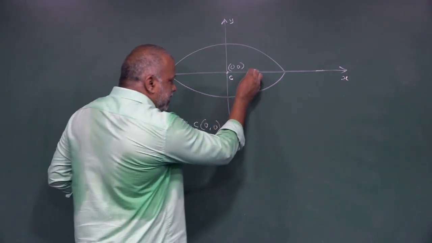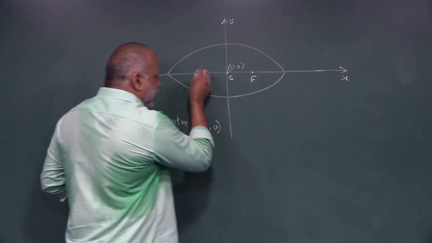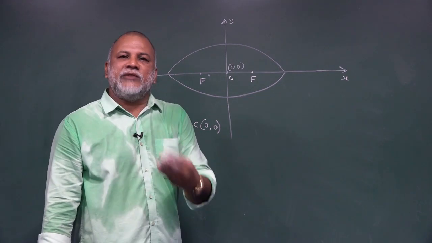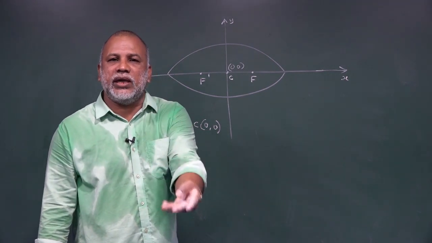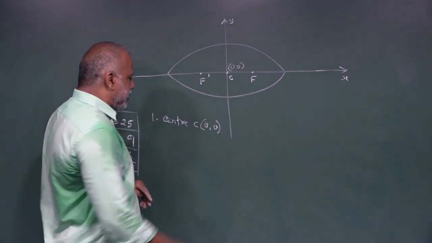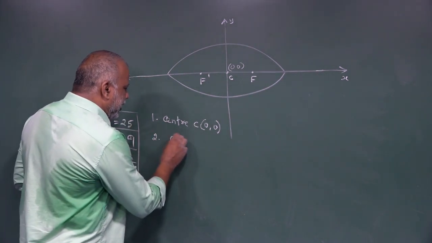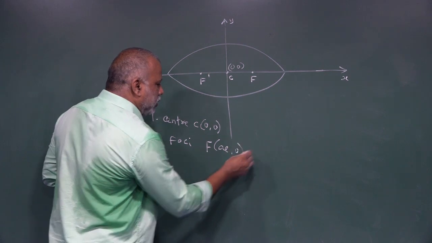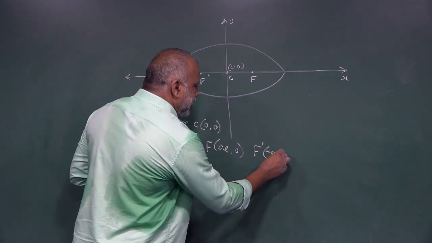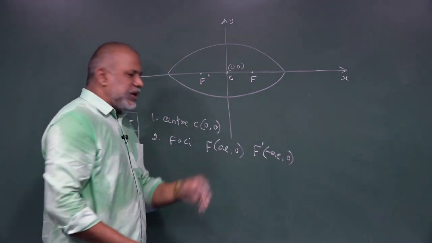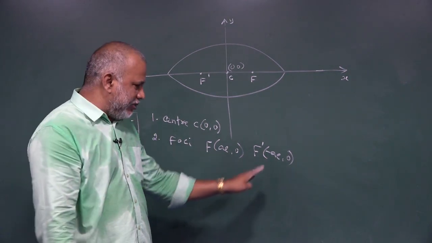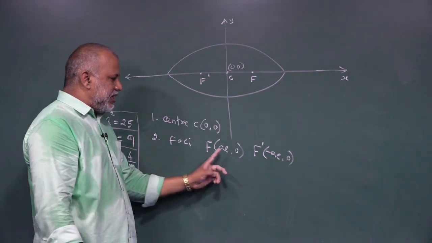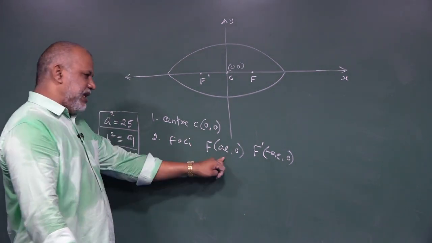Then after that, see, this must be F, then this must be F dash. What is the meaning of F and F dash? F and F dash are called foci. So what is the formula here? We need the foci. F is (ae, 0), then F dash is (minus ae, 0), or you can write plus or minus ae comma 0. Both are the same only, but I am giving the detailed explanation. See, (ae, 0). We need ae here.